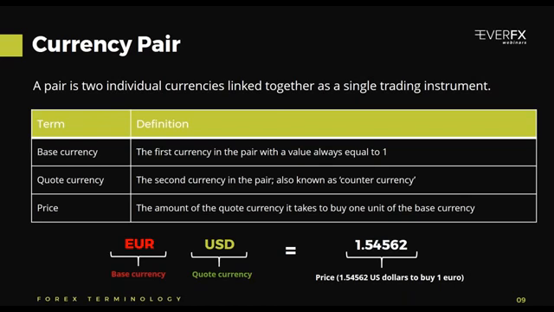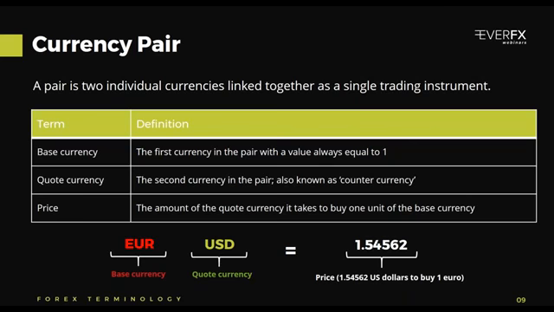You're always buying the base currency if you're hitting the buy button, and you're always selling the base currency if you're hitting the sell button. Whatever you do affects the base currency. Now, if you're buying, then you're essentially buying the base and selling the quote. If you're selling, you're essentially selling the base and buying the quote.